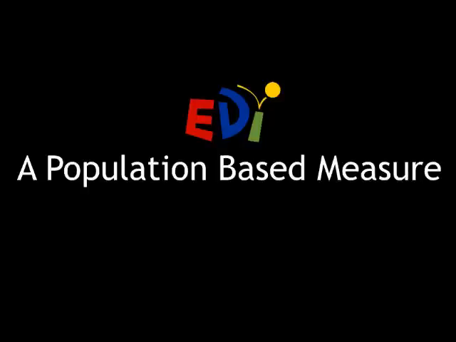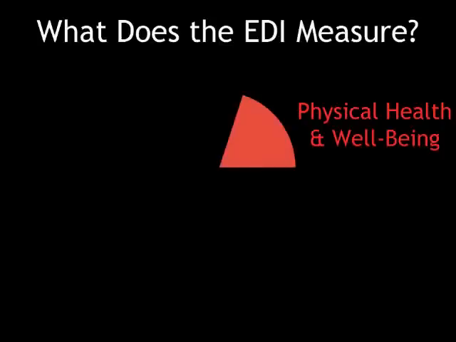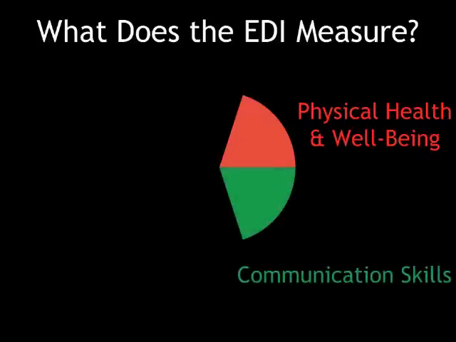What does it measure? It's got items on physical health and well-being that the teacher's in a position to know about. So small muscle coordination, large muscle coordination, whether the kids are coming to school hungry and tired, things like that. Right? Communication skills has got to do with whether or not the kids can understand and be effectively understood in the language of instruction of the class.